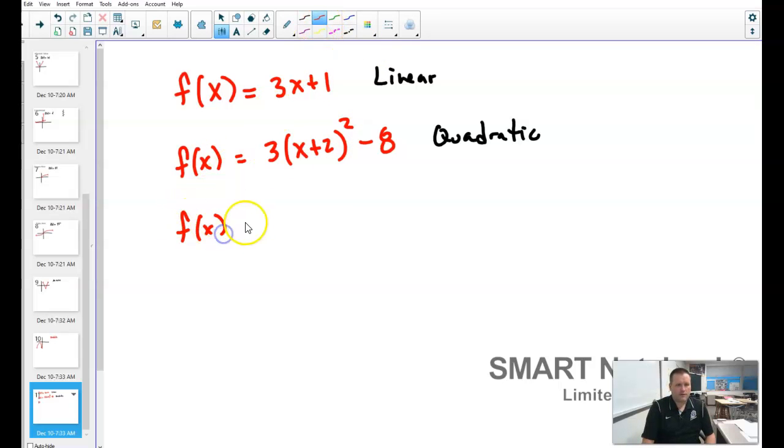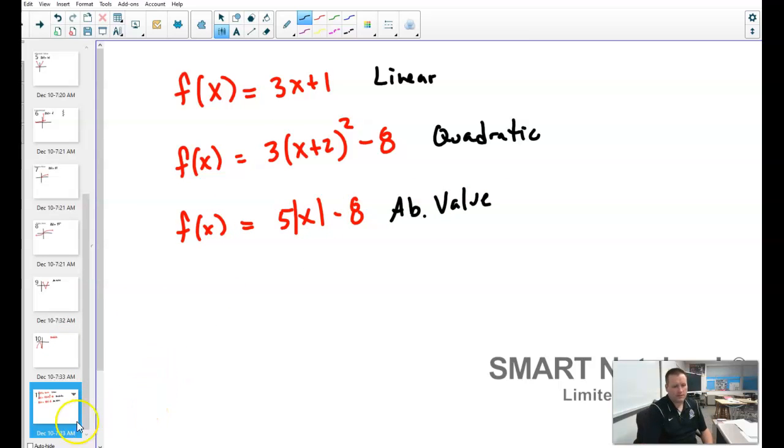Or let me give you this. Let's say f of x equals 5 times the absolute value of x minus 8. And you guys would tell me that one is an absolute value because that's what we have there. That's that feature, absolute value. So you should be able to look at a graph or an equation and be able to tell me what its parent function is. That's what we're trying to do, is just identify parent functions.